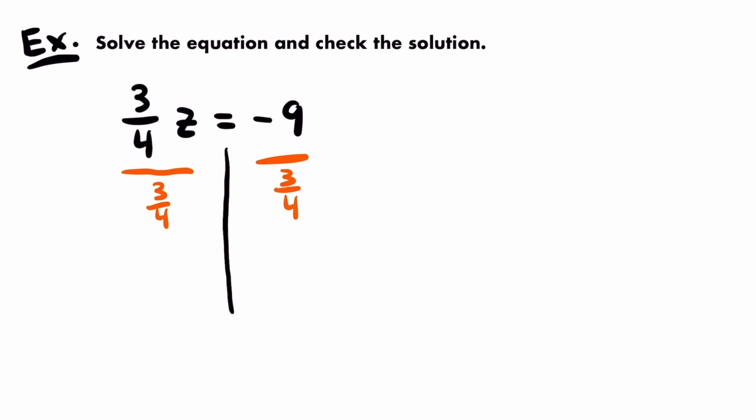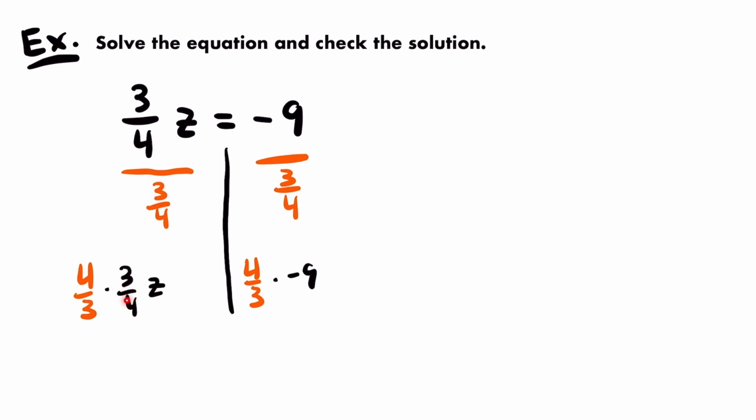Dividing both sides of the equation by 3/4 would be the same as multiplying both sides of the equation by the reciprocal of that fraction. Flip the numerator and denominator, and you get 4/3. So what we're really going to do here is multiply 4/3 by both sides of the equation. So we'll have 4/3 times 3/4 z on one side, and then on the other side, we'll have 4/3 times -9.